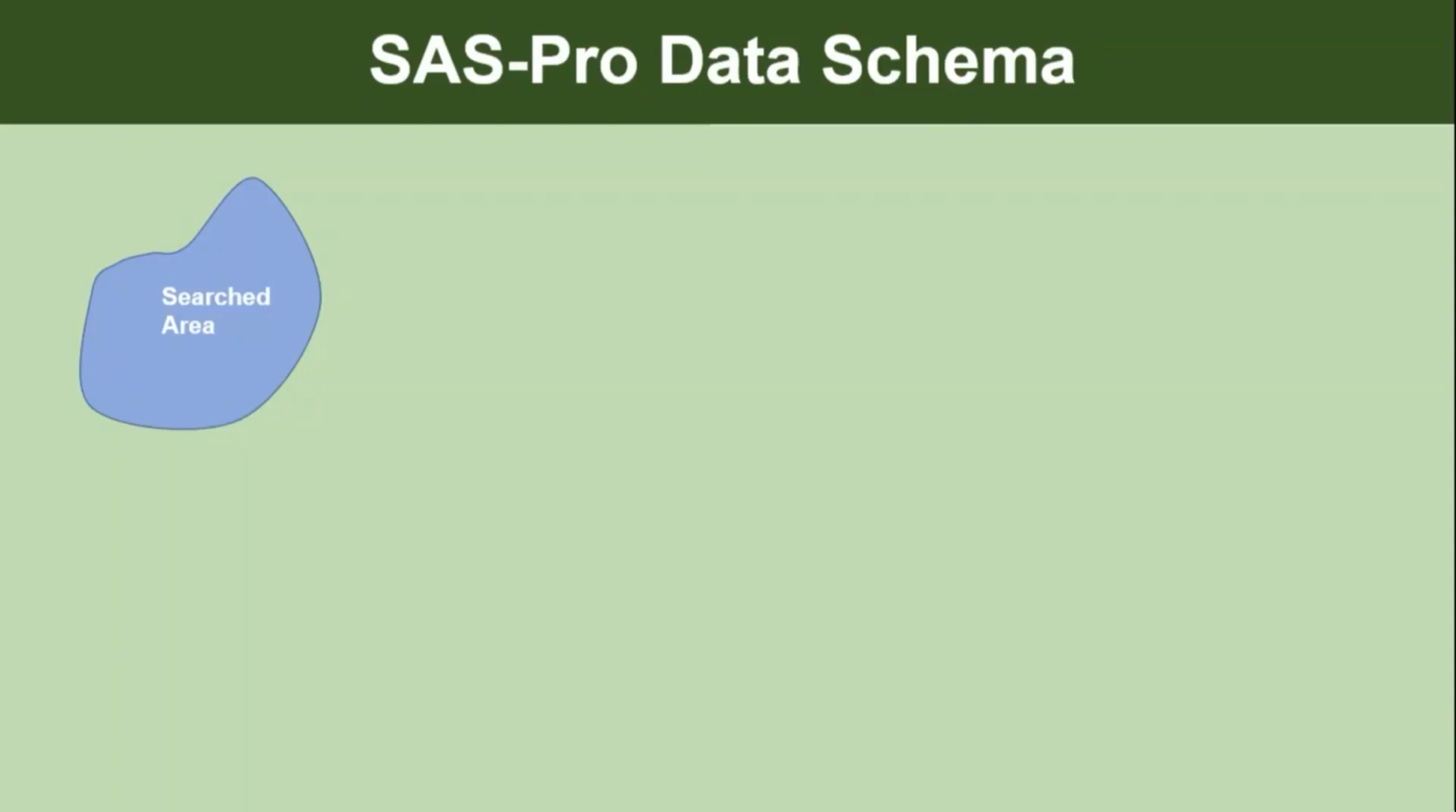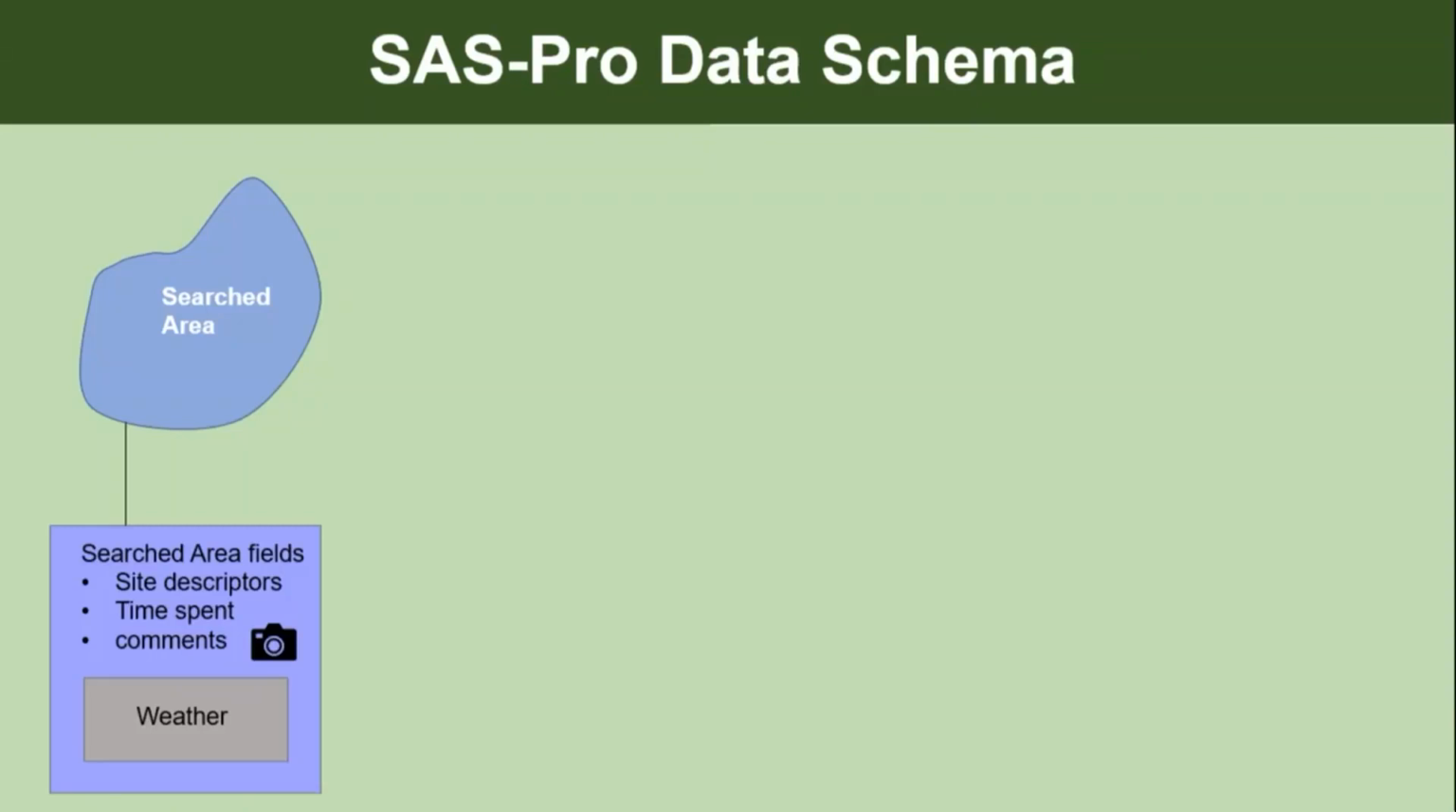So you have your searched area, which might be the boundary of a pond or something. And then there are fields you can fill out for the searched area. Just like the Survey123 form, there are a lot of fields you can fill out, but you don't necessarily have to fill out all of them. It's whichever fields you find useful. They're there to fill out if you want to, but they're not required. So you can skip over fields.